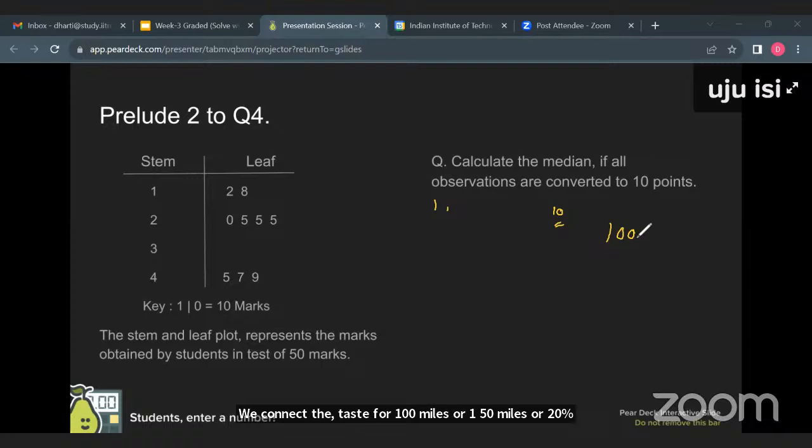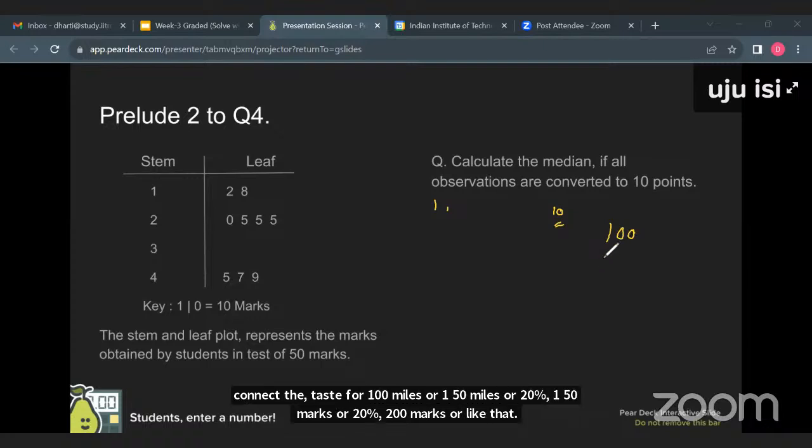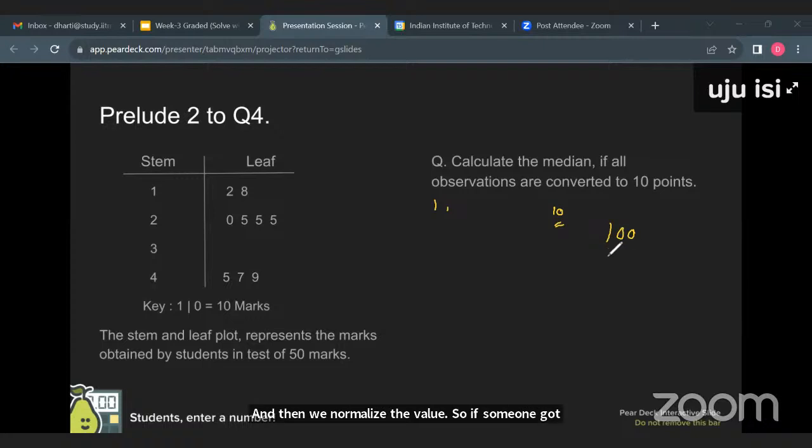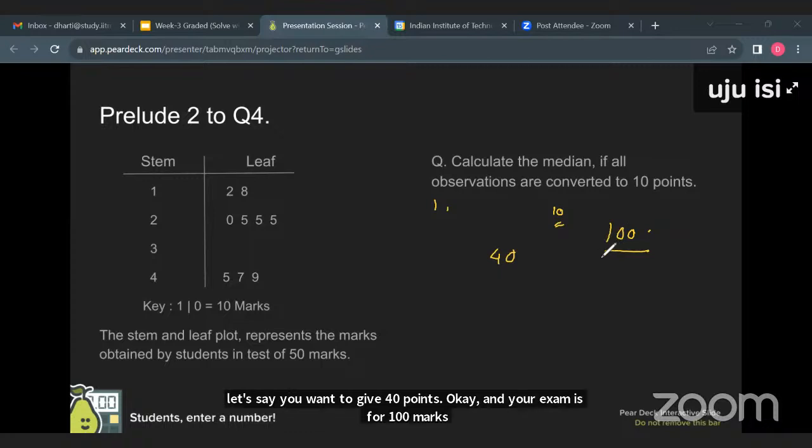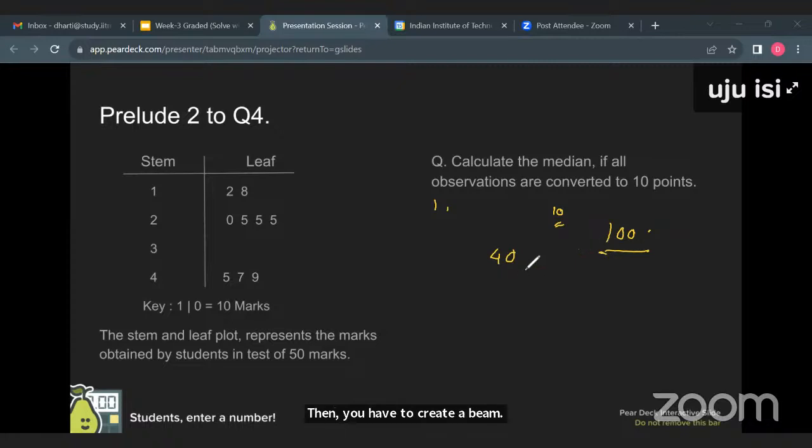And then we normalize the value. So if someone writes a paper of 100 marks, but the grading system gives points, let's say you want to give 40 points, and your exam is for 100 marks, then you have to create 40 bins for this. You want 2.5 for each interval, so you just divide.